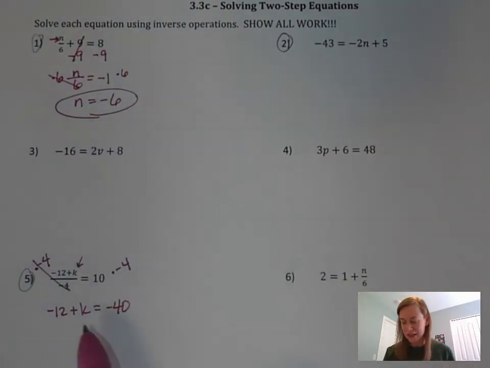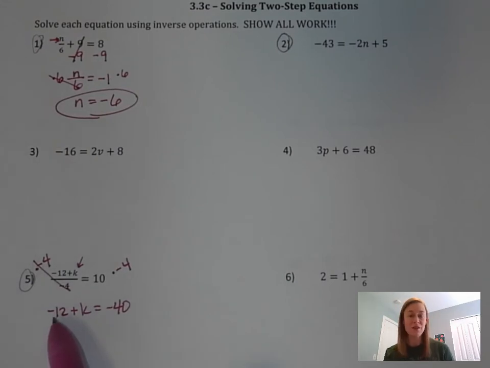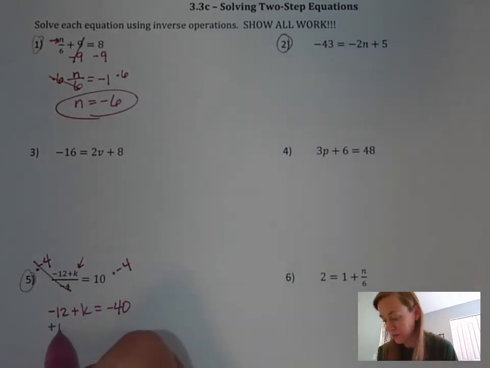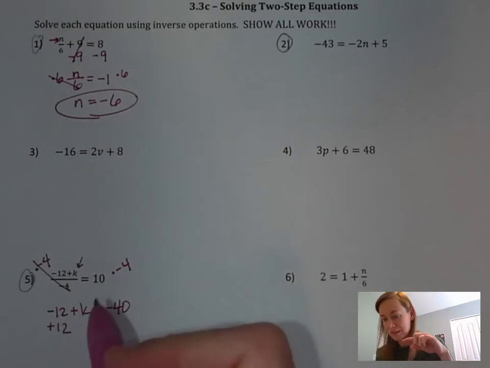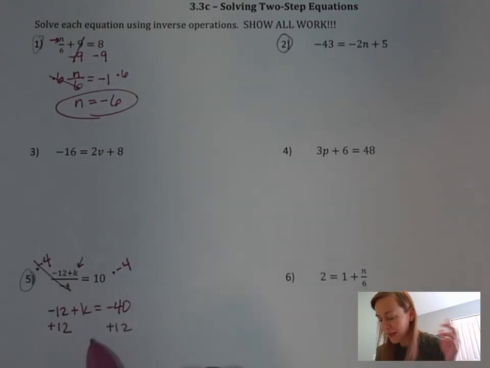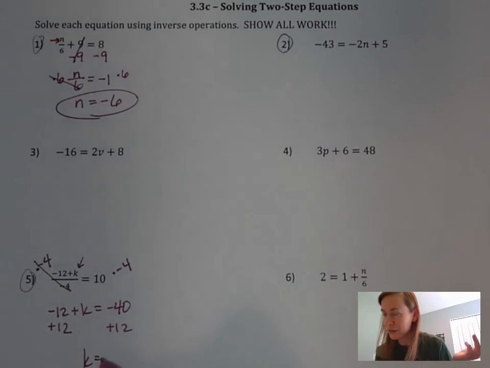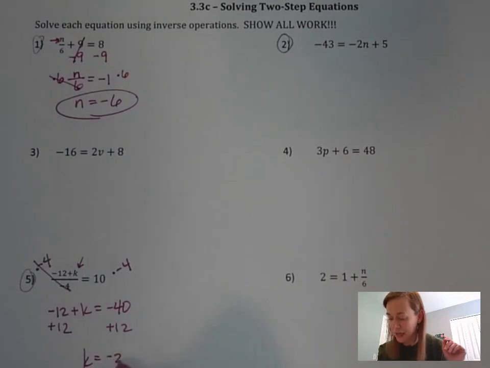Okay, we're still trying to get that k by itself. All we have to get rid of is negative 12. So if we have a negative 12 being added to k, we just need to do the opposite of negative 12, which is plus 12. We need to make sure we do it to both sides. And that is going to give us k equals negative 28.